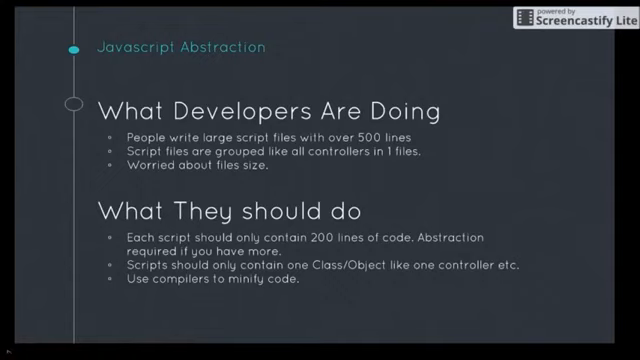And also, why worry about file size? You're going to minify your code anyway, and if you're doing abstraction and polymorphism, you're reducing duplication of code. So therefore, your file size should be relatively smaller than it would be otherwise.